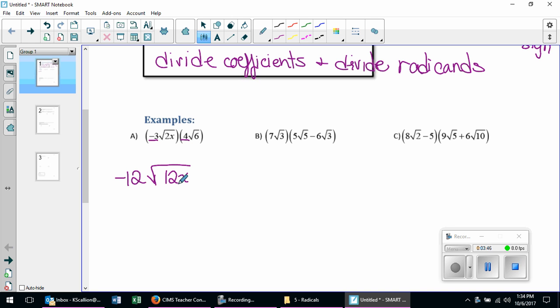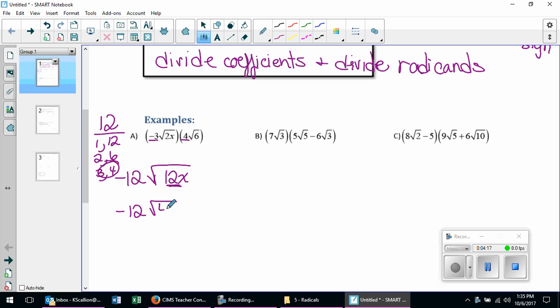Are we done? I love that you know the answer is no. What do I need to do? I need to simplify. I know that I can simplify 12. What are the factors of 12 with the largest perfect square? I got 1 and 12. I got 2 and 6. And I have 3 and 4. 3 and 4. So my 12 still stays outside.